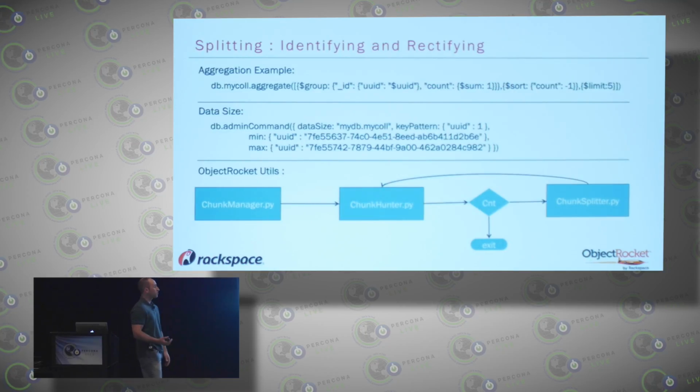I spoke of the dataSize command earlier. The dataSize command is a MongoDB command that will measure the chunk range for you, so you don't have to do these aggregation and count operations or the math yourself.